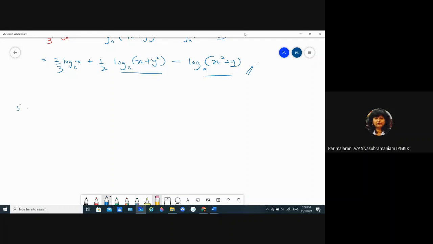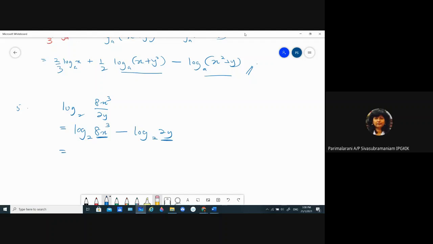Okay, let's see this. Log 8x to the power of 3 over 2y. Okay, let's simplify this. So we have log of this over this. That means log 8x cube base 2 minus log 2y base 2. Now this one is still a combination of terms. So we can break this up. How do we break this up? This is x cube.